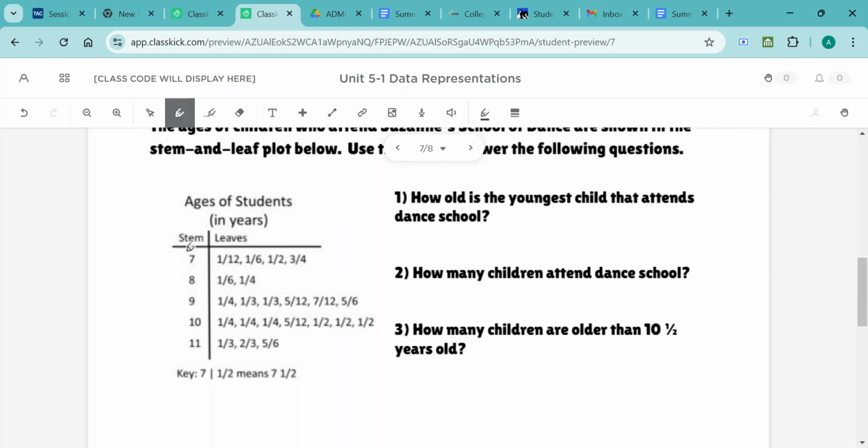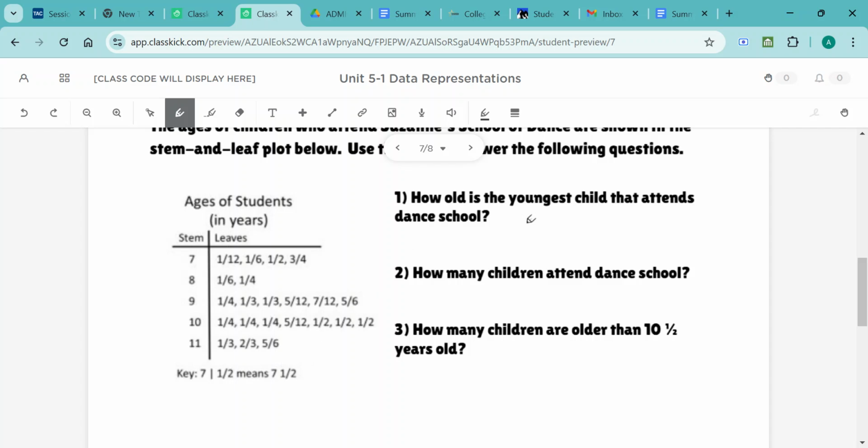So we have some students who are like 7 and 1/12 years old, or 7 and 1/6, 7 and 1/2, 7 and 3/4, so on. All right. And then notice it has a key down here, right? 7 line, this line's representing this line, and 1/2 means 7 and 1/2. So you just put the whole number and the fraction together, and it'll represent how many years they are.